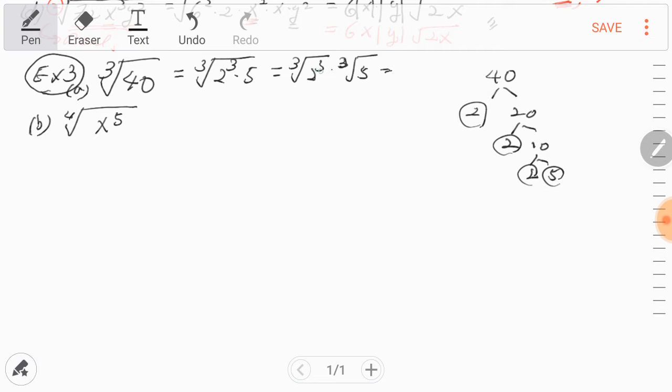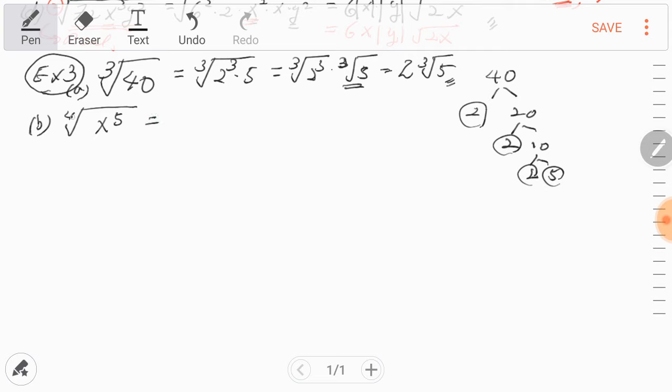So the cube root of 2 cubed is what? Just 2, right? And the right side, 5 stays inside because 5 does not have a cube, so it stays inside the cube root. Okay, how about the next one?